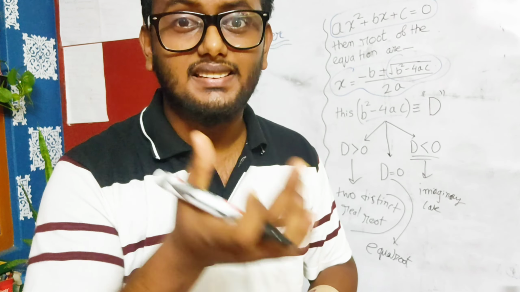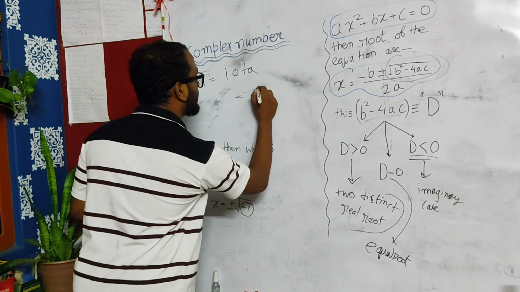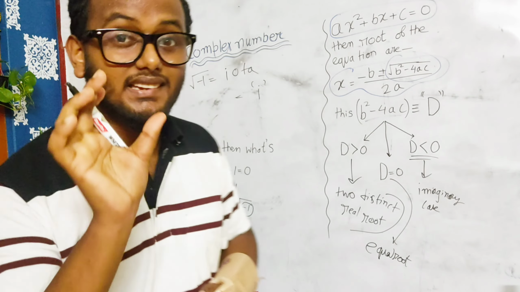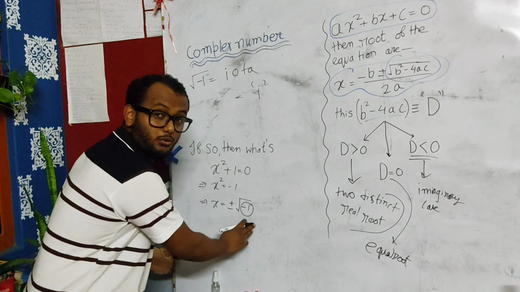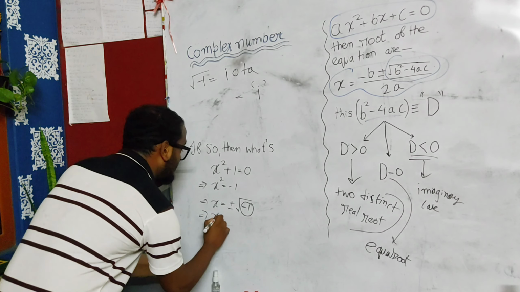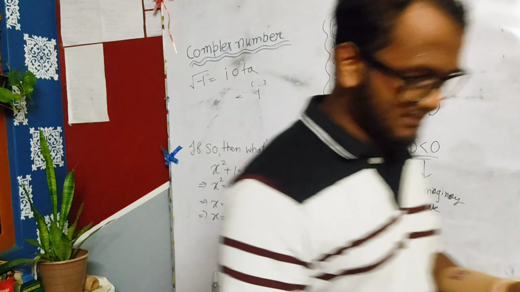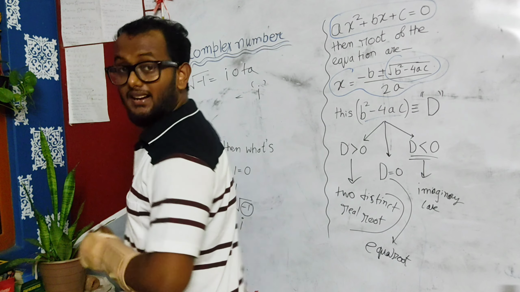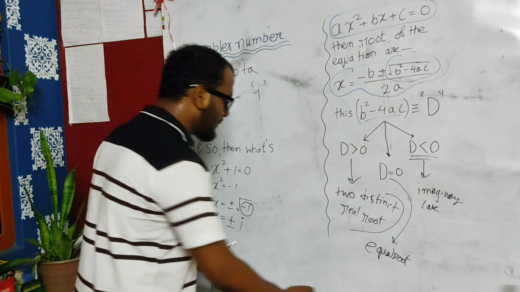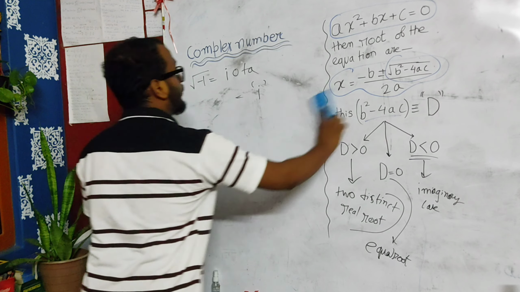And how is the symbol of iota represented? Simply, we can write it by a small i. That means the answer to this problem is x is equal to plus minus iota. Is this one visible? Yes. So, we are going to represent this as iota. And so, you might be thinking what we will do by using this iota.